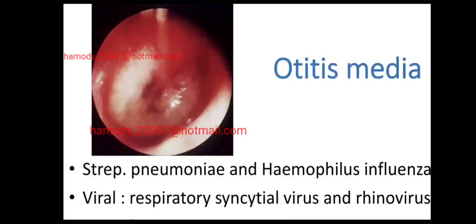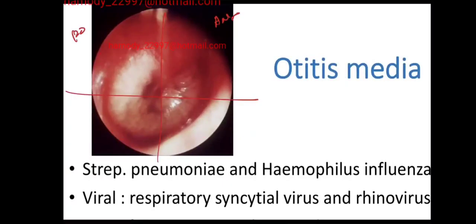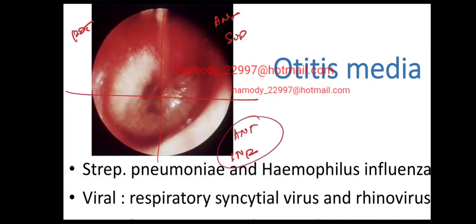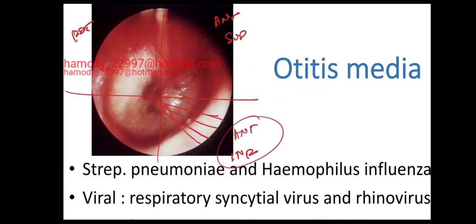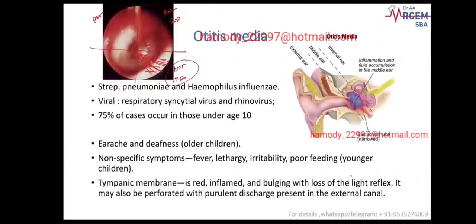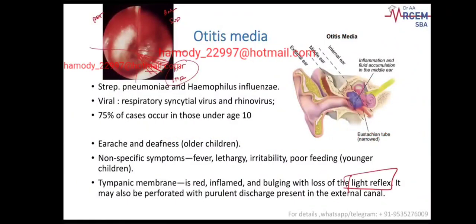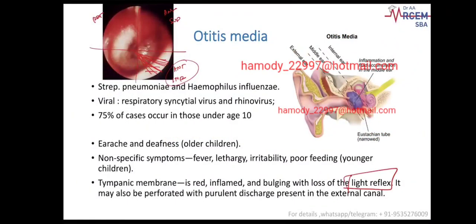Light reflex: if these are the quadrants you are breaking it into, this is the anterior and this is the posterior. This is the superior, this is the inferior. The anterior inferior quadrant has a light reflex. It appears like a cone. Okay, this is known as the light reflex or cone, you can call it, different terminologies.